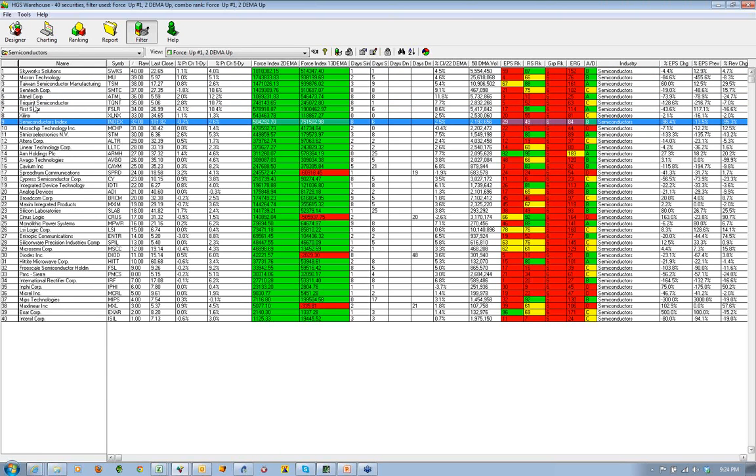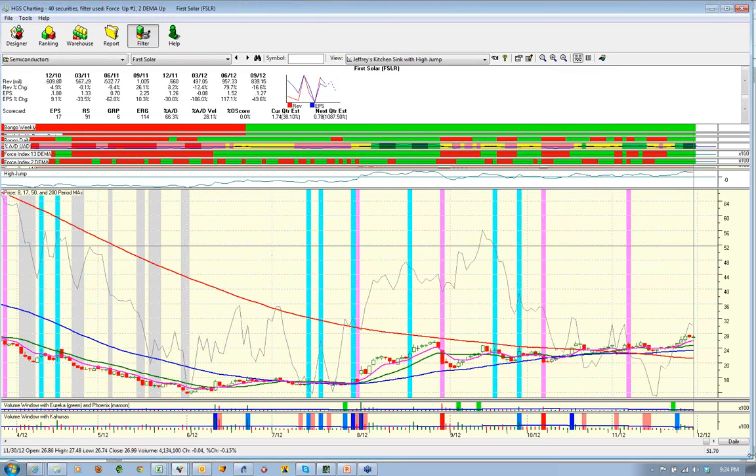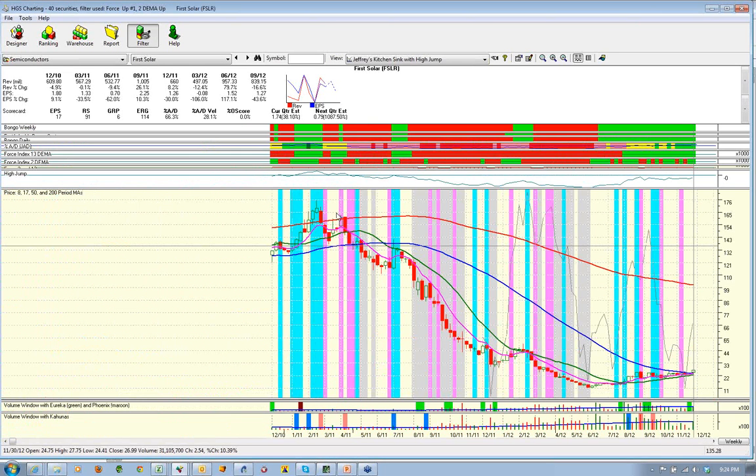Big move on Friday by First Solar. I mentioned there was some strength in solar. These are stocks that have been hammered. In fact, we looked at Wafer, another one, but you could see it go from 150 down to 22.